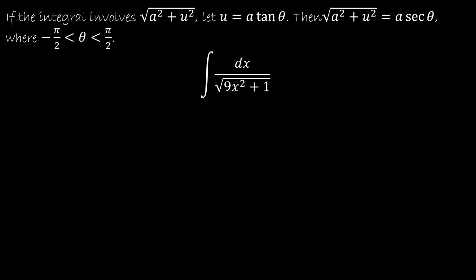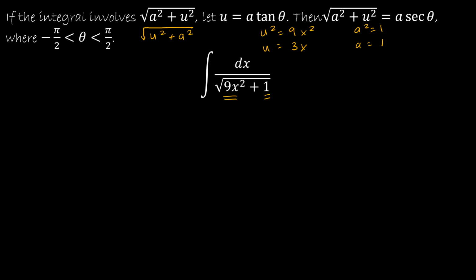Let's now try an example for the last pattern. The last pattern is if the integral involves root a squared plus u squared, or remember this can be in either order because addition is commutative. And so as you can see from this question, we actually have the u value happening first. So again, if this is the pattern that I'm using, then u squared is equal to 9x squared. Therefore, u must be 3x. And 1 must be equal to a squared, and therefore a must be equal to 1.